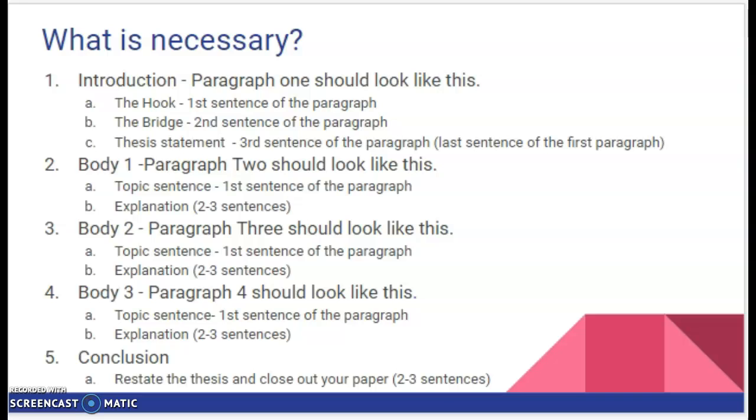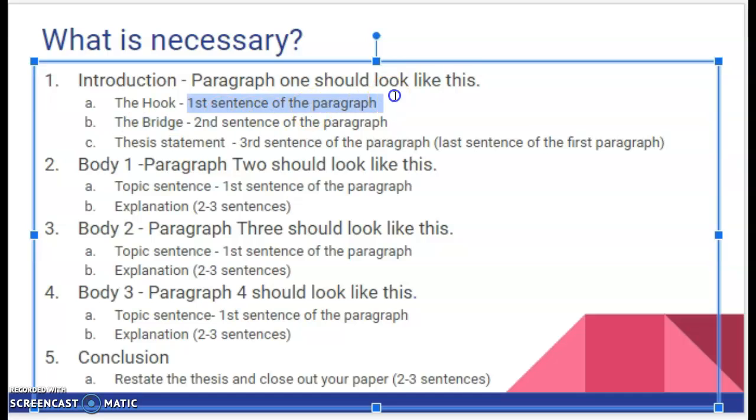Your first paragraph is your introduction. It's going to have the hook, and that'll be the first sentence. You will have, after that, the bridge, and then the thesis statement, which is the last sentence of that first paragraph. If you only have 3 sentences, it is the third sentence. If you have 6 sentences in that paragraph, it's number 6.